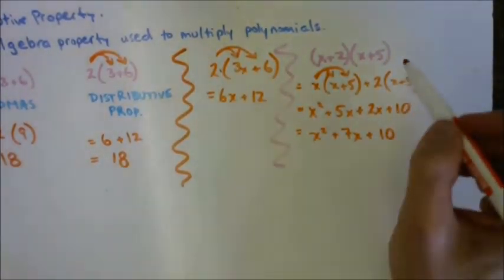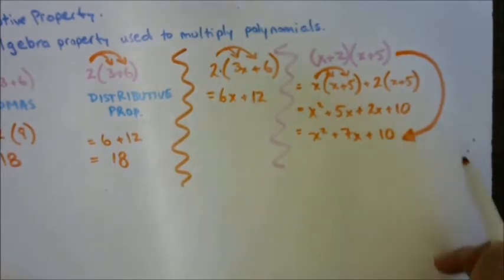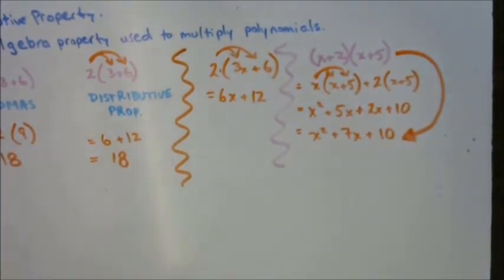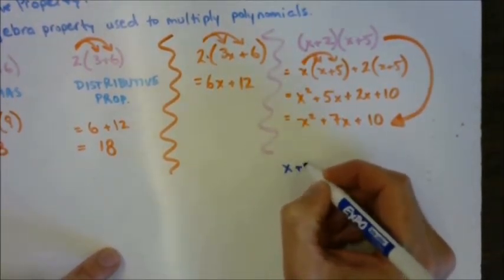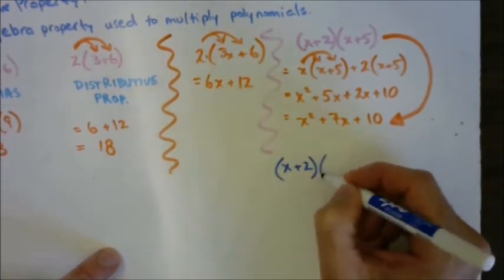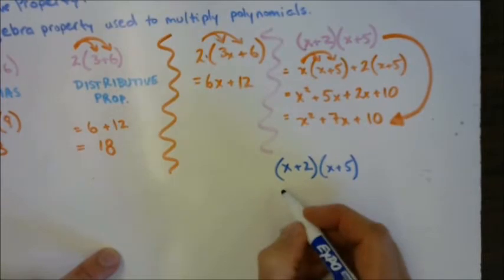Now who knows a faster way to get from here to here? I heard someone say it, which is why I'm asking. FOIL. First, outside, inside, last. First times first, outside times outside, inside times inside, last times last. So let's see what this looks like if we FOIL it. x plus 2 times x plus 5.